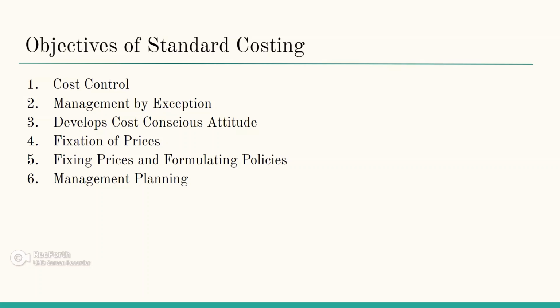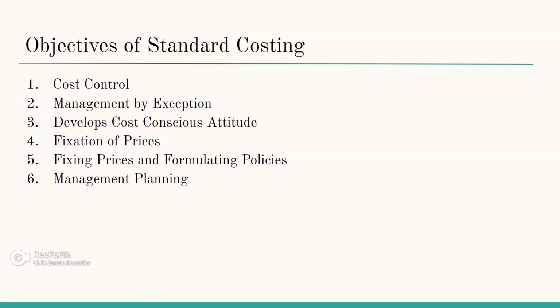Standard cost helps to prescribe standards, and the attention of the management is drawn only when the actual performance deviates from the prescribed standards. It concentrates its attention on variations only. 3. Develops cost-conscious attitude. Another objective of standard cost is to make the entire organization cost-conscious. It makes the employees recognize the importance of efficient operations so that costs can be reduced by joint efforts.